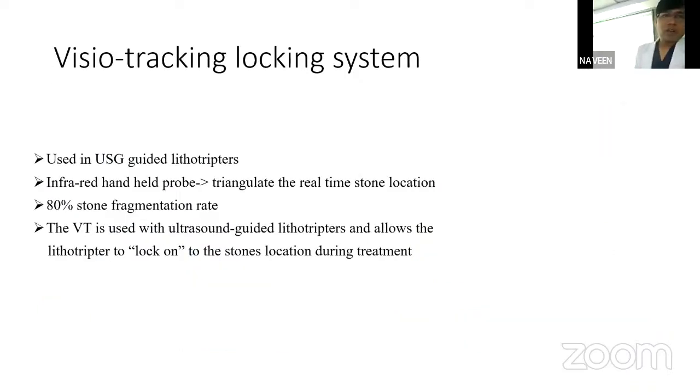Now come to a newer technology, the tracking and locking system. It has a high stone fragmentation rate of about 80%. It uses an infrared handheld probe which triangulates the stone in real time and uses a USG guided lithotripter, and they lock on the stone during the whole procedure.